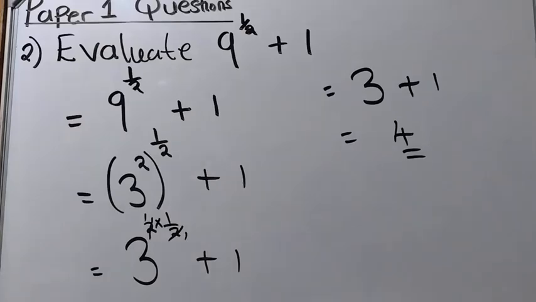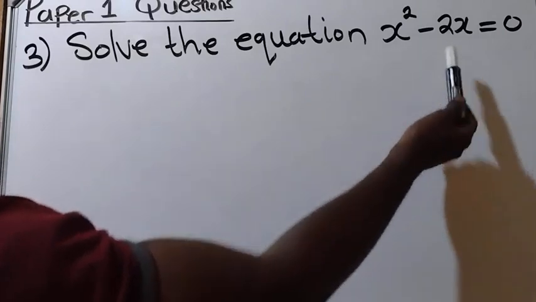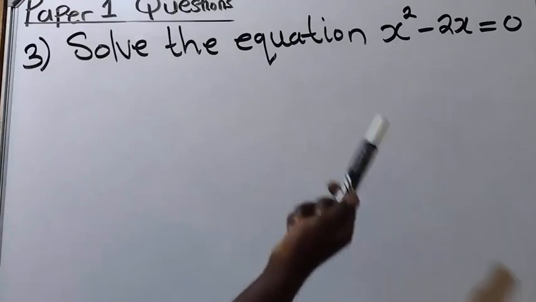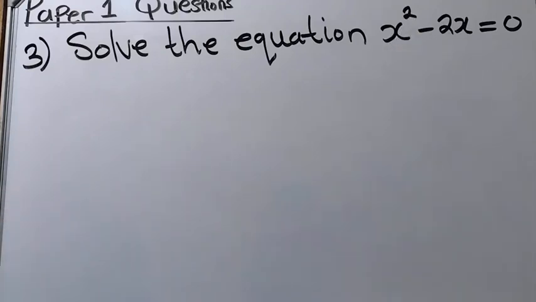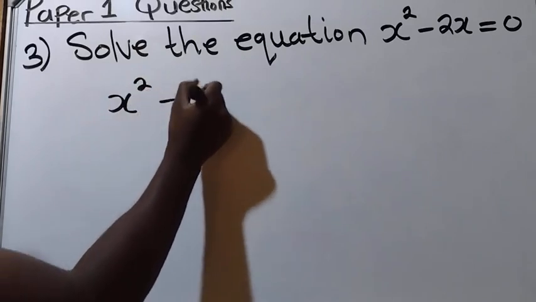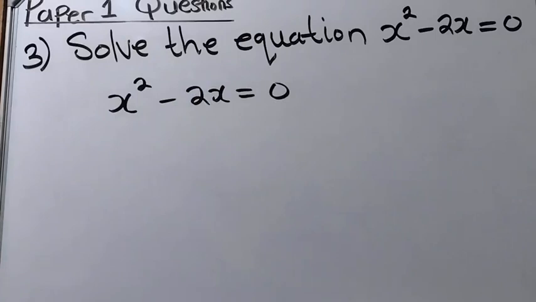We are now going to go to the third question. Alright, we now come to question 3, where they have asked us to solve the equation. This type of equation is a quadratic equation because x is raised to the highest degree of 2. So solve the equation x squared minus 2x is equal to 0. So we are going to write the equation, which is x squared minus 2x is equal to 0. So how can we solve this?